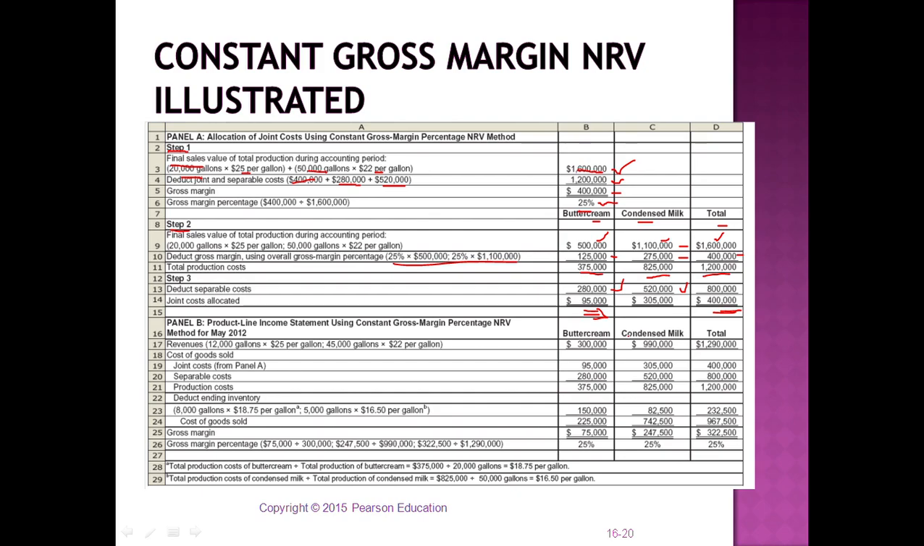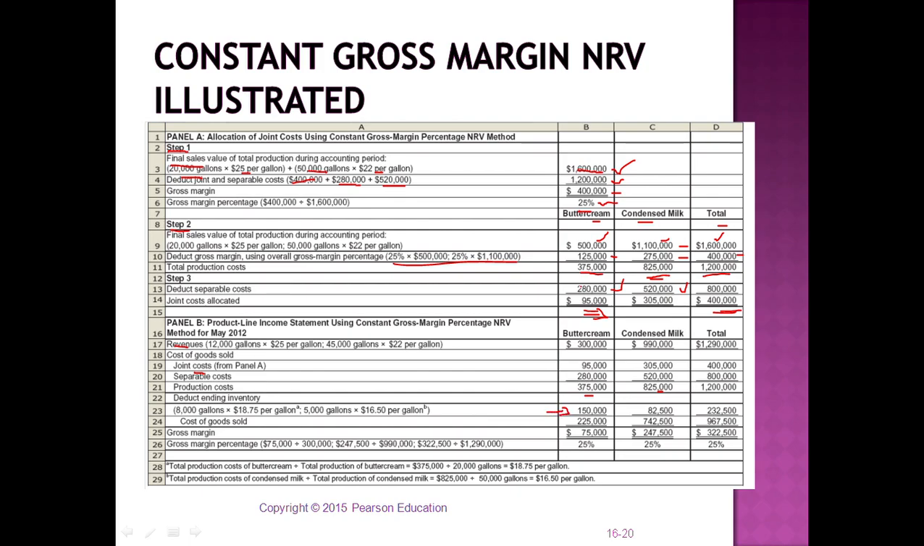Fine. So let's use that in our income statement. So let's prepare the income statement. Revenue, like before, 300,000 and 990,000. So 1,290,000 less the cost of goods sold. Now we know the joint cost, which we just calculated here, 95,000 and 305,000. Separable cost 280,000 and 520,000. So we got the total cost 375 and 825. Of course, it is the same that we did here on the top. Anyways, now we have to minus the ending inventory. So minus the ending inventory at the cost per unit.